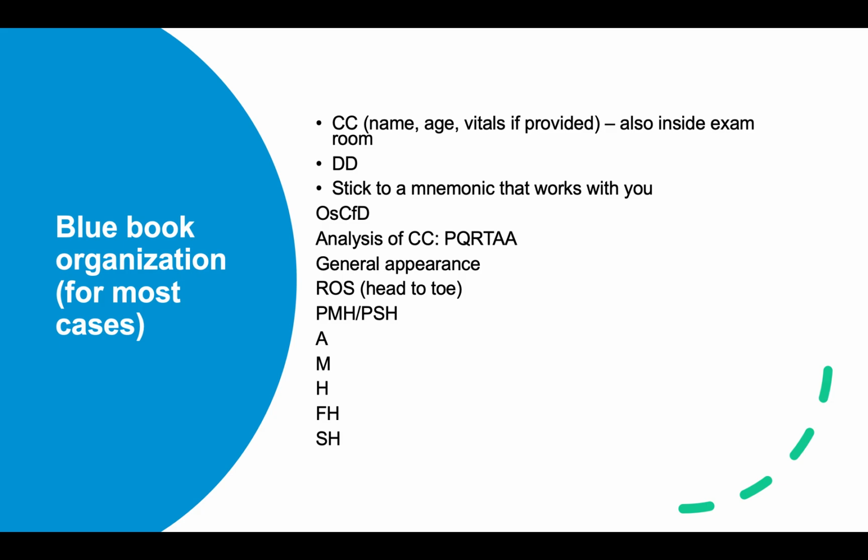There are many out there. And one of them that I use is OCD, onset, course, duration. S is for setting, and F is for frequency. And analysis of the chief complaint through PQRTAA, so provocation, quality of, for example, the pain, radiation, any triggers, alleviating factors, aggravating factors.